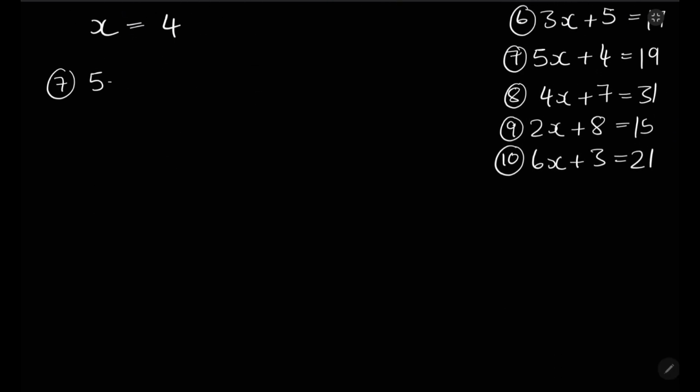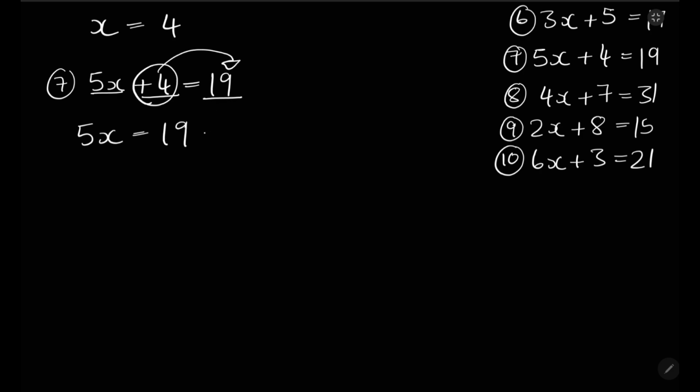We have 5x plus 4 is equal to 19. How do we solve this? We want to have 5x on the left-hand side. So let's take this plus 4 to that side. This will be 5x is equal to 19. This is plus 4. It crosses the equal sign, so it should be minus 4. 5x is equal to 19 minus 4, which is 15.